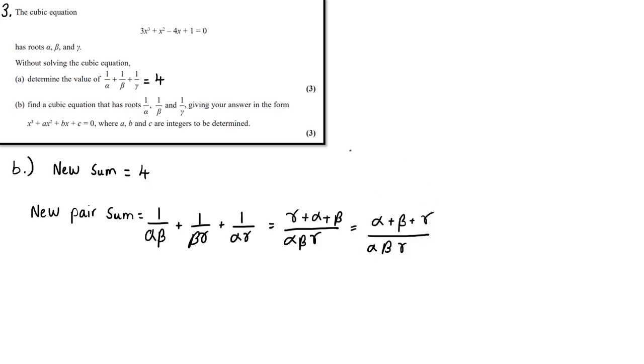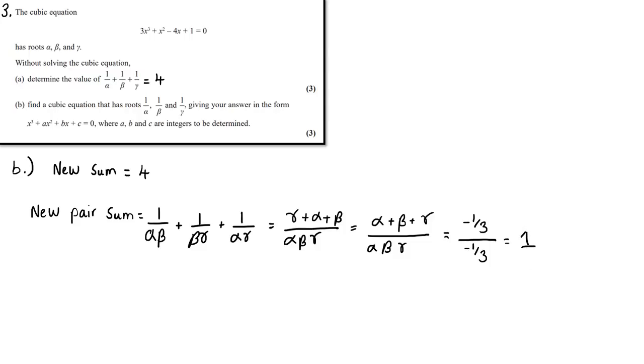And we know these from part A: alpha beta gamma, alpha plus beta plus gamma, and then alpha beta gamma. The sum there was minus a third in part A, and the product in part A, again, was minus a third. So minus a third divided by minus a third simply gives us 1. So that's the new pair sum.